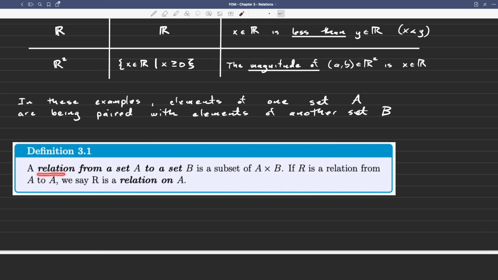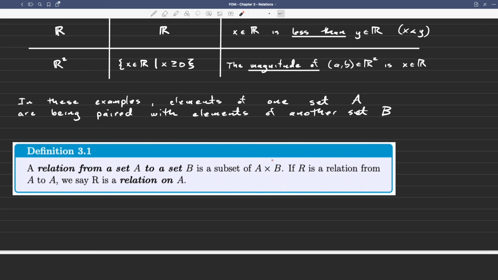A relation from set A to set B is simply a subset of A cross B. That's it. There's hardly any structure at all required for something to qualify as a relation. The only structure really is that you need to have a collection of ordered pairs where the first components of the ordered pairs are coming from some fixed set A, and the second components of those ordered pairs are coming from some fixed set B.